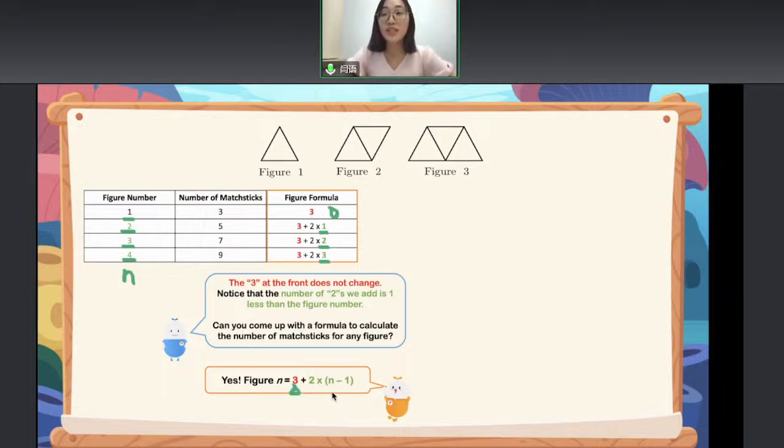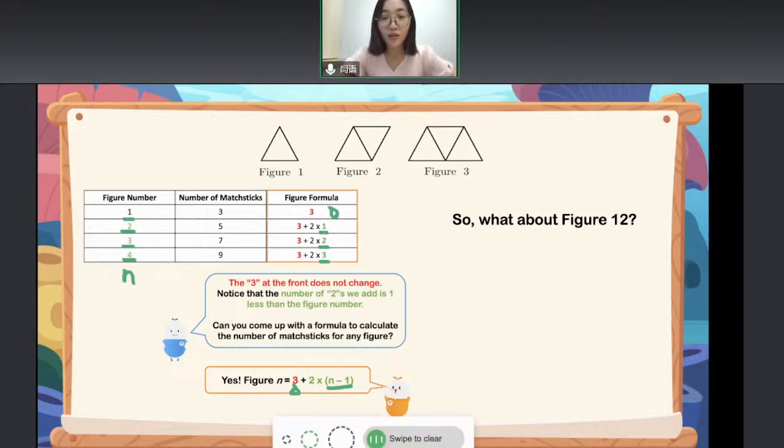And then we need how many 2s? Is it really we need N2? No. You see that the number is always 1 fewer than the figure number. So actually it should be N minus 1. Now back to our question. Now the question is, what about figure 12?